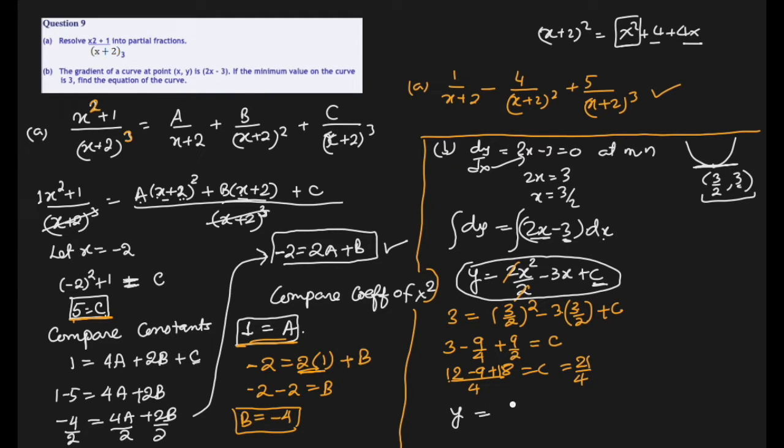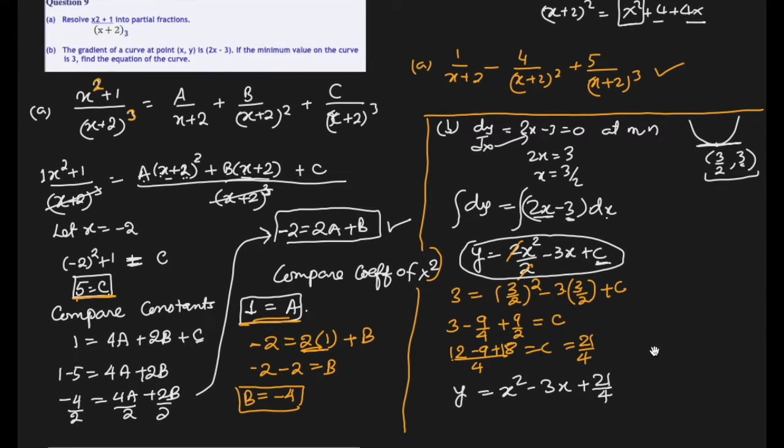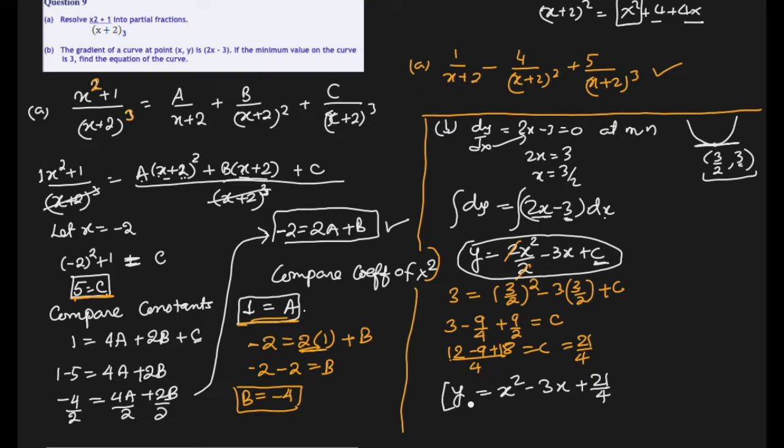and we got our equation, which was somewhat this, but we'll substitute c now. y is equal to x square minus 3x plus 21 over 4, and to simplify this further, we can multiply the whole equation by 4. So it becomes 4y equal to 4x square minus 12x, and in this case this 4 and 4 will cancel.